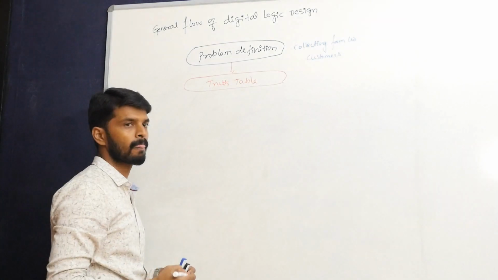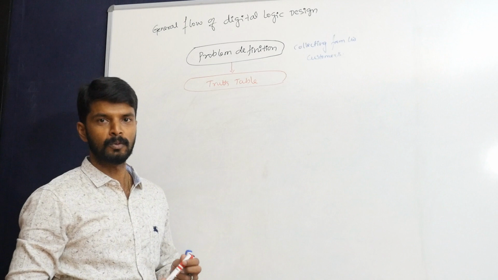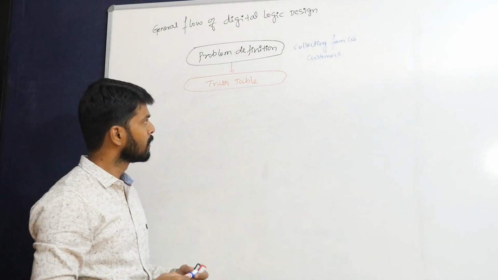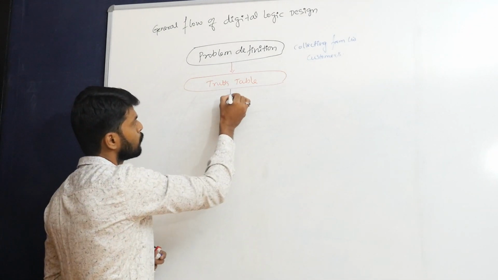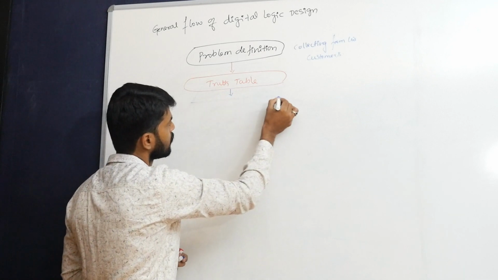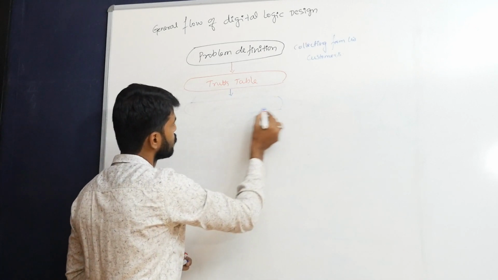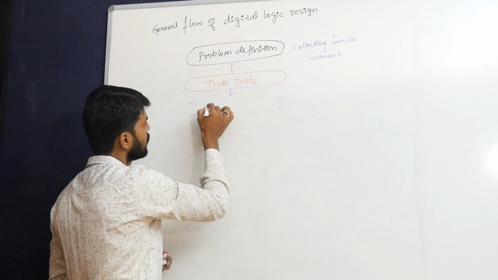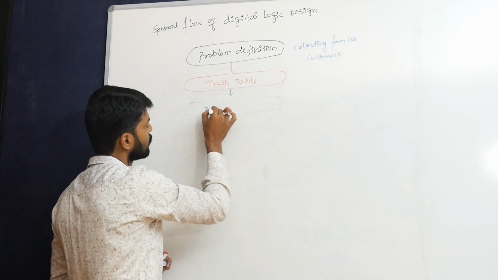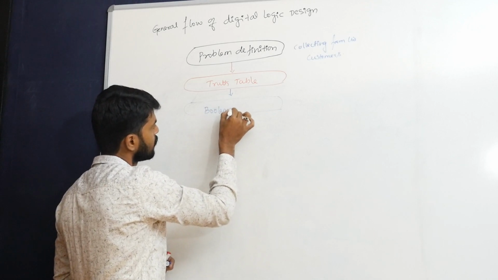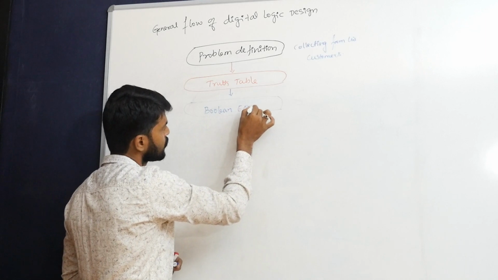Truth table. So once we construct the truth table, the next step is we need to make a Boolean equation. For that particular truth table, we need to write a Boolean equation.